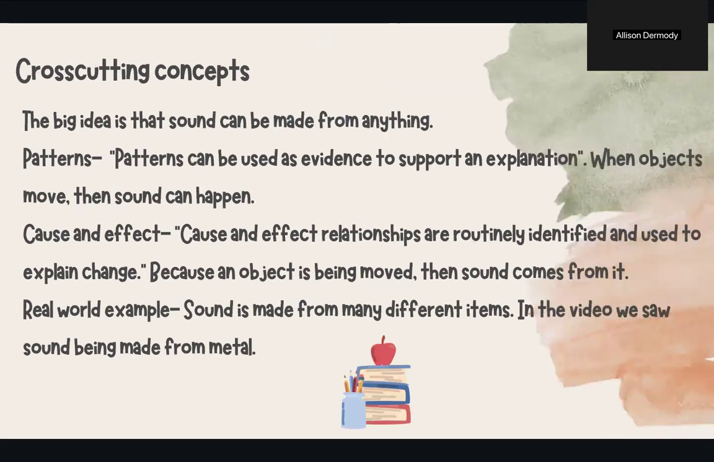Cross-cutting concepts: the big idea is that sound can be made from anything. For patterns, when objects move, the sound can happen. For cause and effect, because an object is being moved, sound comes from it. For example, we moved the ruler up and down, and it made a boing sound. A real world example: sound is made from many different items. In the video we saw sound being made from metal being moved, and we heard what that looks like in the cartoon and what sound it made.